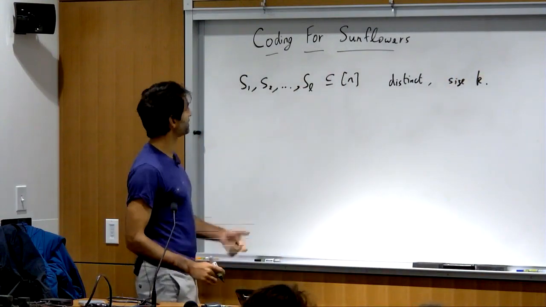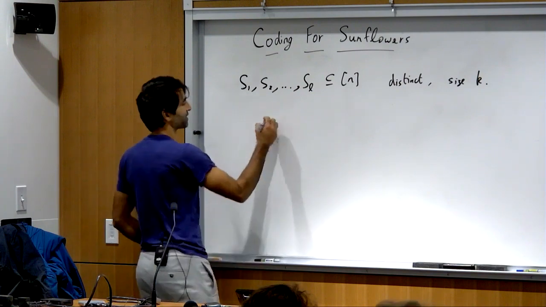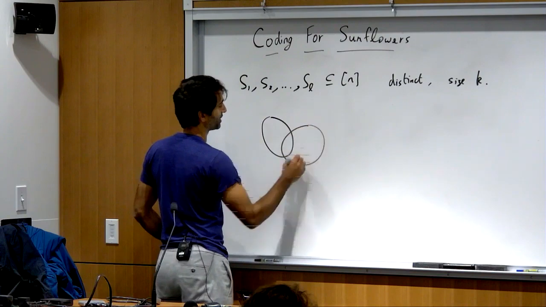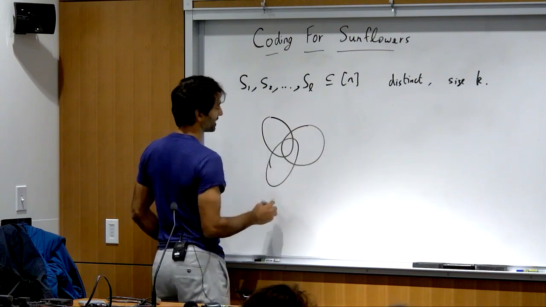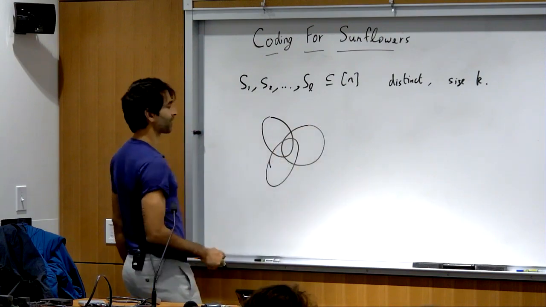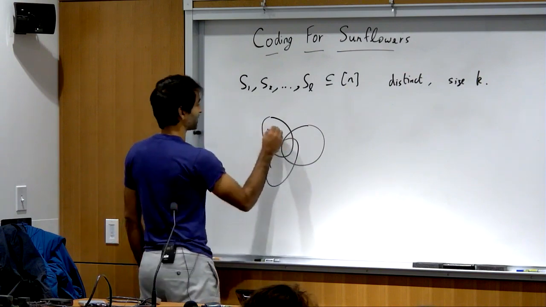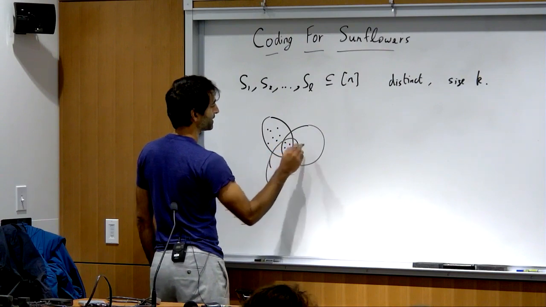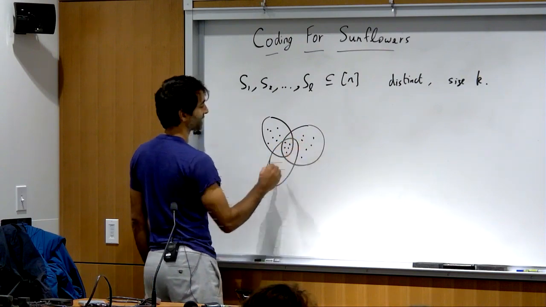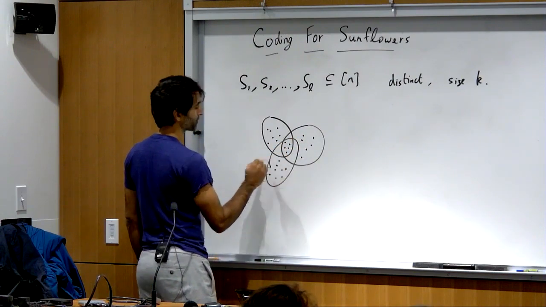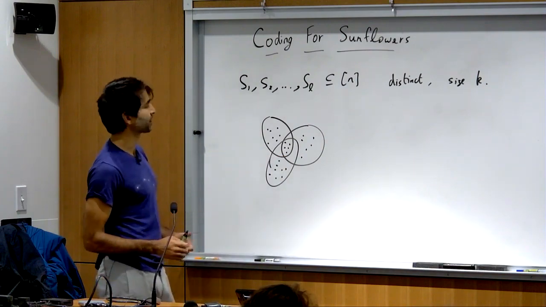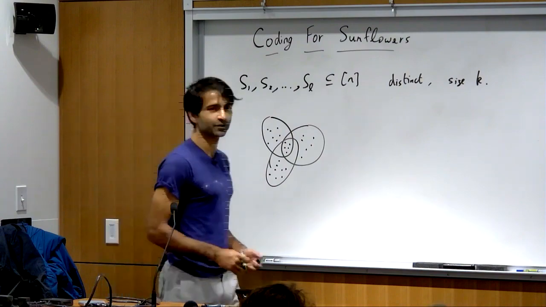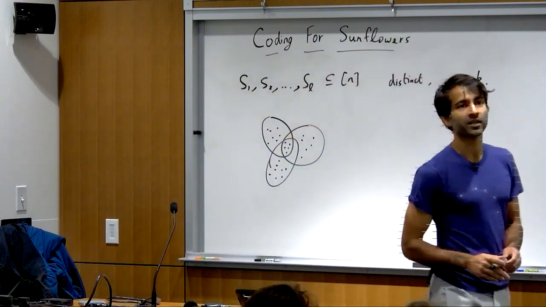What is a sunflower in this collection of sets? It's p sets with the property that, so here I'll just draw a sunflower with 3 petals. A sunflower is just a collection of 3 sets where all their pairwise intersections are exactly the same. So in this case, it's a sunflower with 3 petals. Whenever you take the intersection of any 2 sets, you get exactly the same set, no matter which 2 sets you pick.